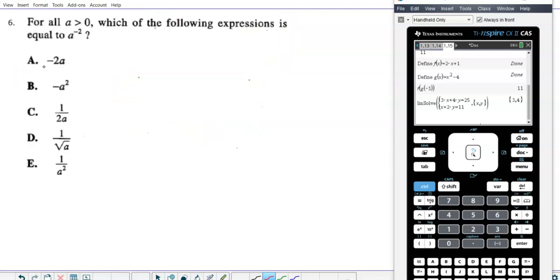If you know your exponent rules, this is super easy. It's just the reciprocal power. So a to the negative 2 equals 1 over a squared, right? So it's pretty fast, pretty easy.